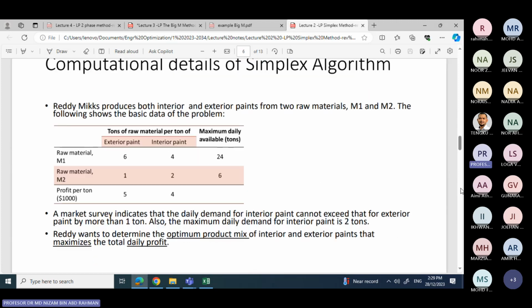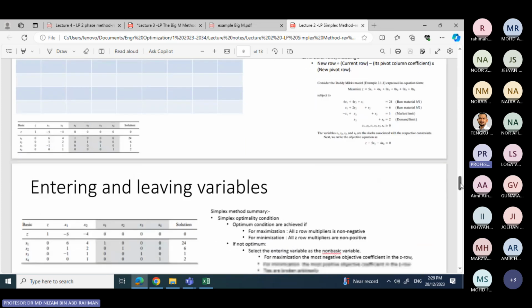Can you see this presentation? The lecture 2 notes? Boleh nampak tak?